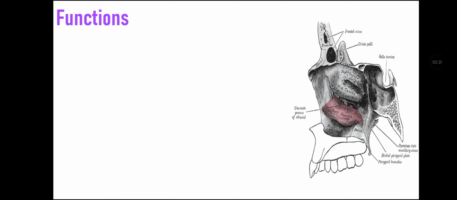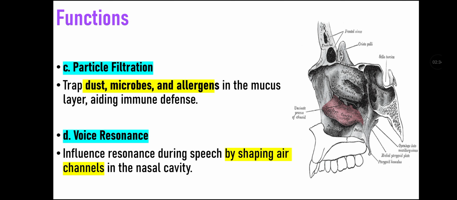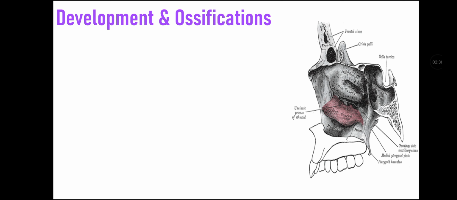Functions of inferior nasal conchae. Third is particle filtration. It traps dust, microbes, and allergens in the mucosal layer, aiding immune defense. Fourth is voice resonance, as it influences resonance during speech by shaping air channels in the nasal cavity.